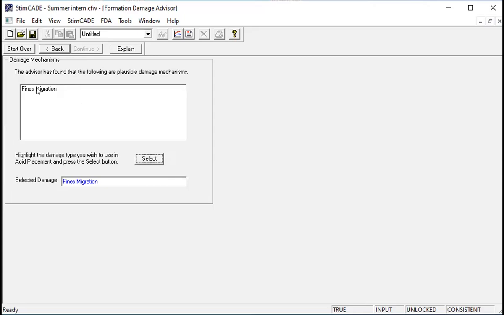So for us to select this, you just click on this because you will not see this here, selected damage. You click on this, then you can click select. When you click select, you have it there.